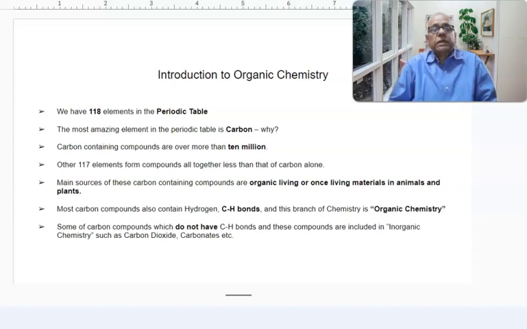The main sources of carbon are organic, living or once living materials in animals and plants. Carbon compounds with hydrogen-carbon bonds are the branch of chemistry known as organic chemistry. Some carbon compounds do not have a hydrogen-carbon bond. They are included in inorganic chemistry, such as carbon dioxide and carbonates.